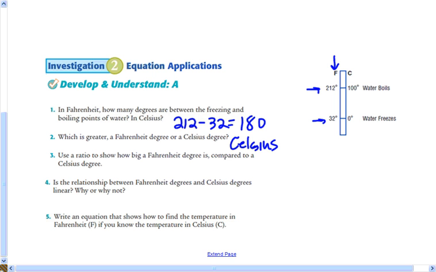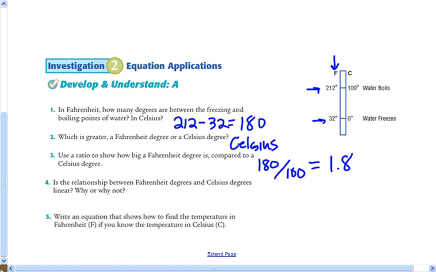It says use a ratio to show how big a Fahrenheit degree is compared to a Celsius degree. What we would do there is take the difference between freezing and boiling for Fahrenheit, which is 180, and divide it by the difference between freezing and boiling for Celsius, which is 100. We would get 1.8. So for every 1 degree Celsius, we're going up 1.8 degrees Fahrenheit.